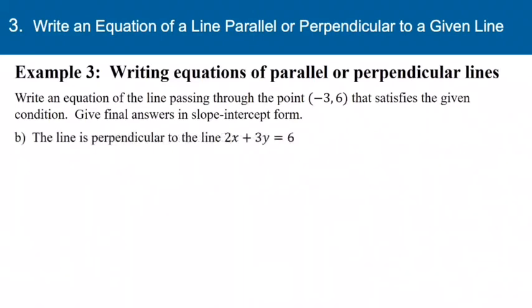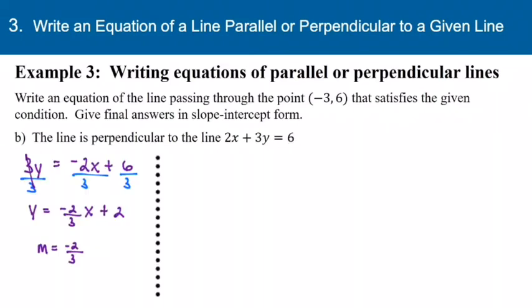For part B, let's try a perpendicular one. So this one says that we want the equation of a line that goes through negative 3 comma 6 and is perpendicular to 2x plus 3y equals 6. Now this is the same line that we were working with in part A, so I won't solve it again. I've just gone ahead and copied that here where we found the slope of that given line. This is the same work we did on the previous slide.